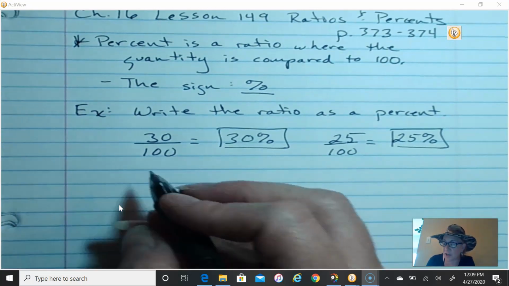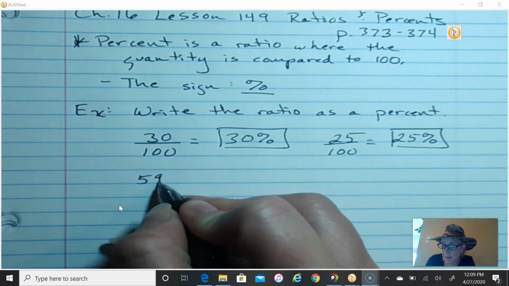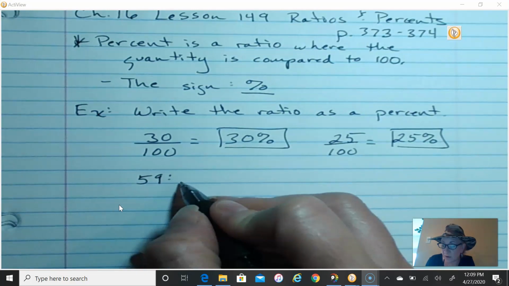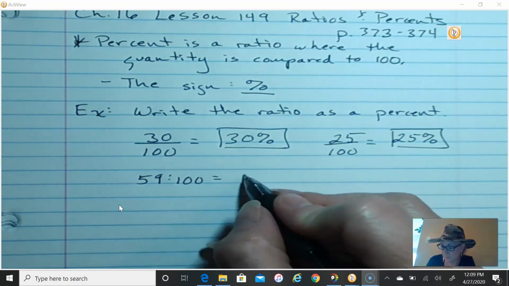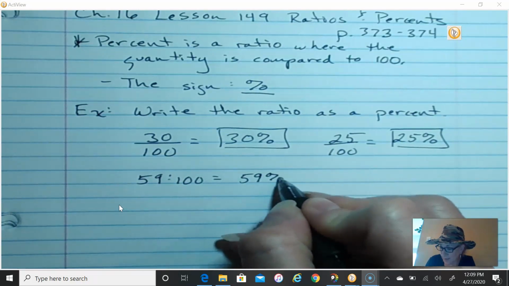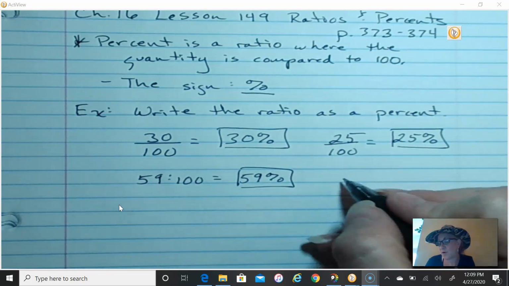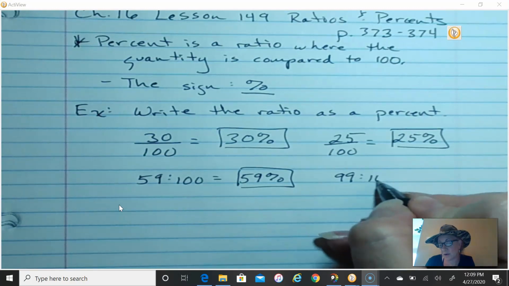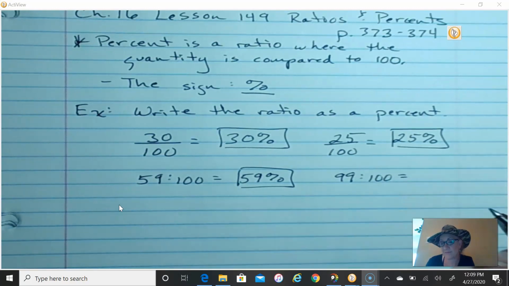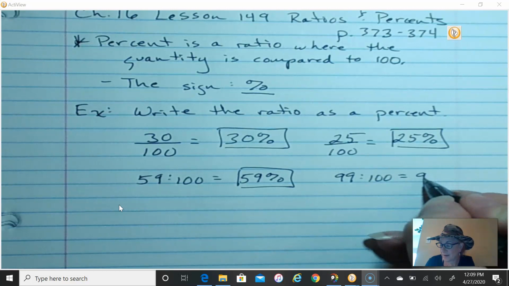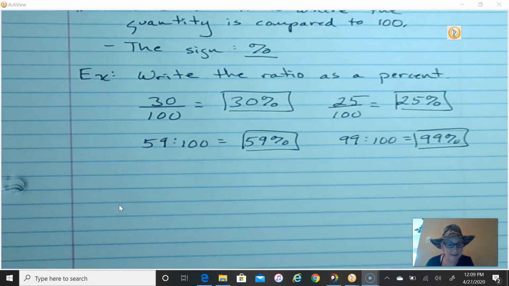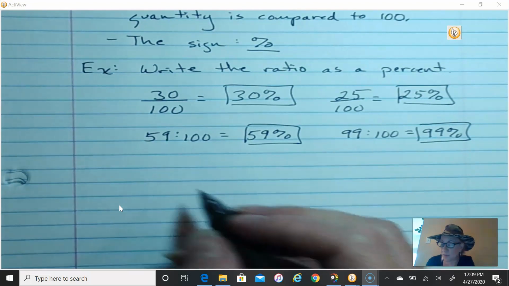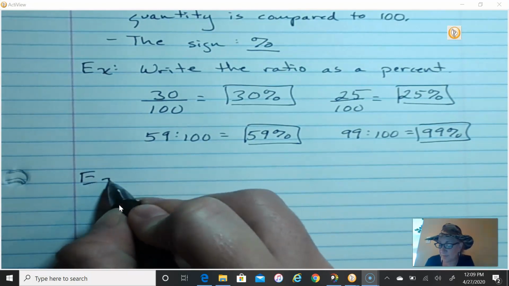What if the ratio looked like this? 59 to 100. What percent would that be? 59%. What if it was 99 to 100? 99%. I think you guys got the idea. Let's move on to the next example.